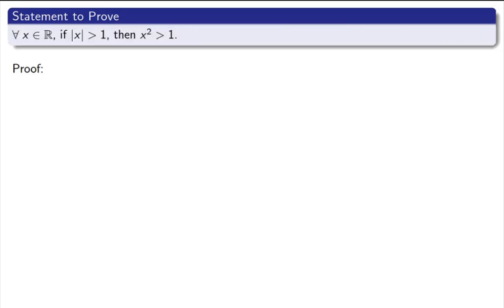Here's our next example. For all X in the real numbers, if the absolute value of X is greater than 1, then X squared is greater than 1. Let's start off by picking our X. Let X be an element of R, and assume the absolute value of X is greater than 1.